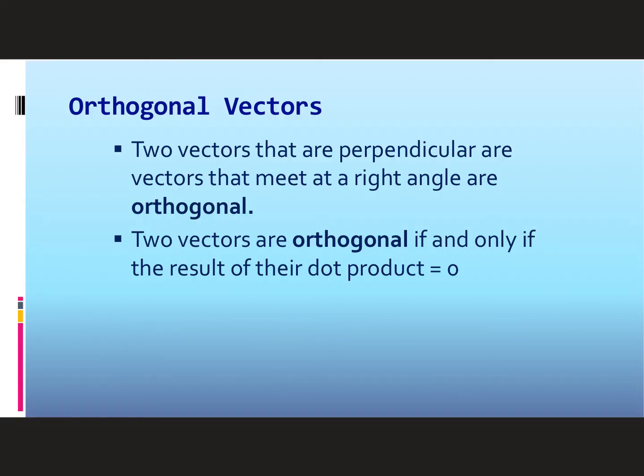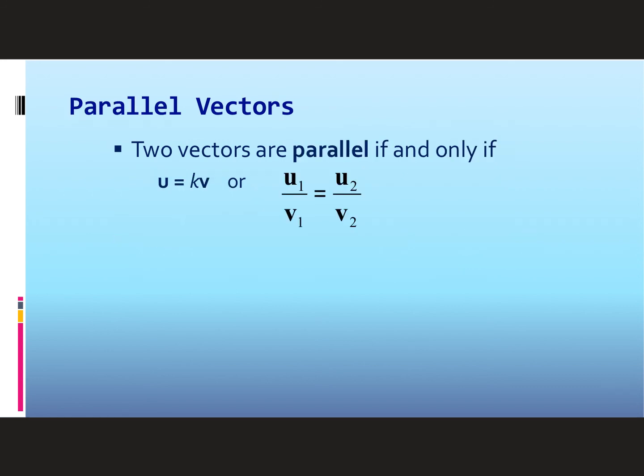All right, we have another thing that they could be. All right, they're perpendicular, meet at a right angle, orthogonal. We just talked about this. They could be parallel. Yeah, you could prove that they're parallel. They also could be neither.